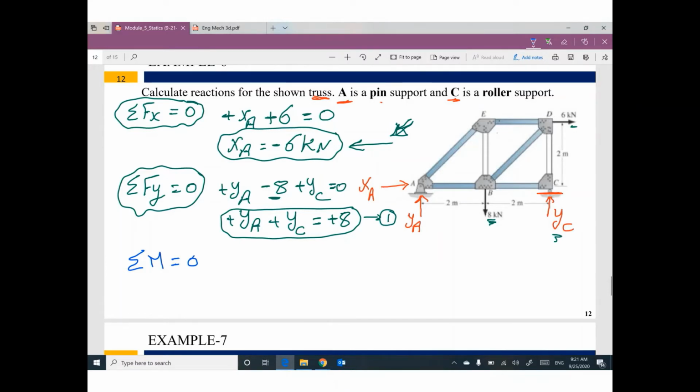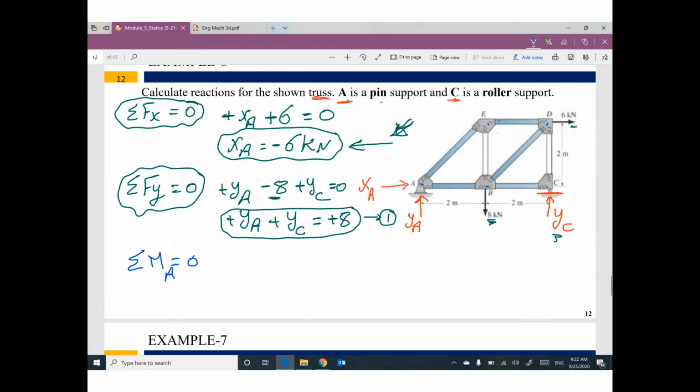The general equilibrium equation, taking the moment at any point. So you can take moment at A or B or C or D or E. You can take moment at any point. But do you remember my recommendation? Take moment at one of these supports. So I'm going to take moment at A to make my calculation easier.